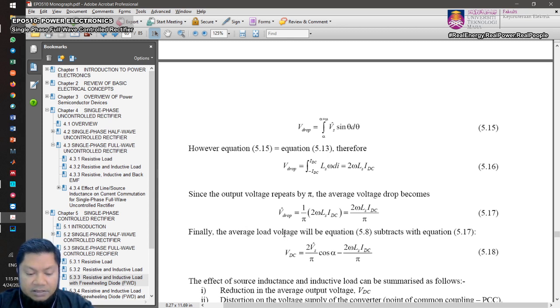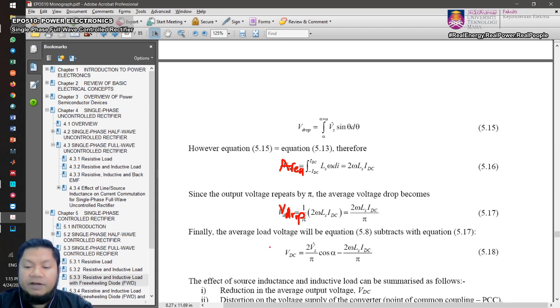I think I have changed, it's just a matter of I haven't updated my notes here. So this is the area, and then this is the V drop, the average voltage drop. So this becomes V drop, no hat, just V drop.